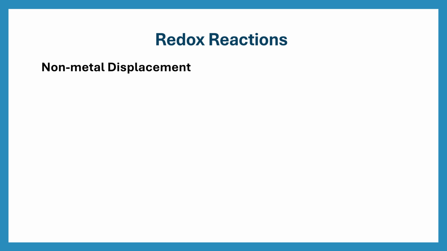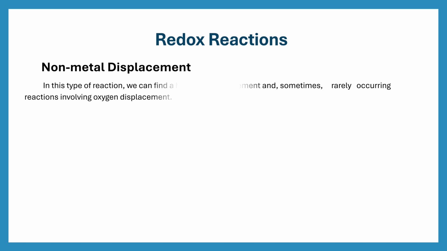Next, we will talk about the second type of displacement reaction, which is the non-metal displacement reaction. In these reactions, it is not a metal that does the replacement. Instead, we see things like hydrogen being displaced, which is quite common. Sometimes, though rarely, you may also encounter hydrogen displacement reactions, but those are less frequent. These reactions show us how non-metal elements can be reactive too, especially in cases where hydrogen gets replaced by a more reactive element.